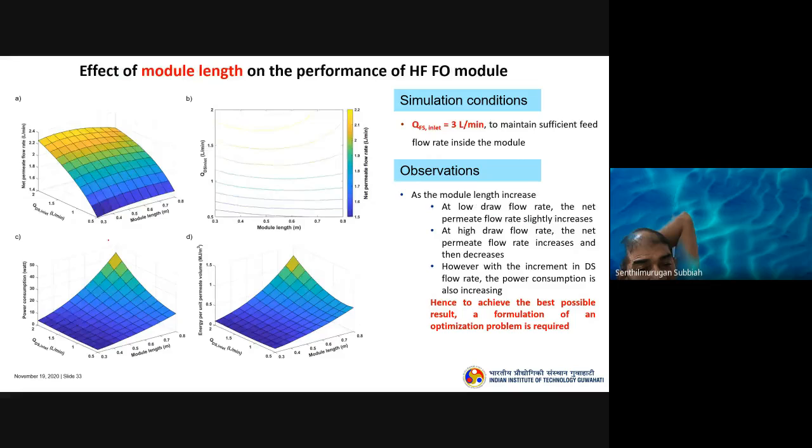So the next plot we are seeing shows how module length is going to play a critical role. Similarly, you vary the draw solute. Yes, we have an impact on it, because the feed flow rate was not giving any impact. That's why we have replaced the feed flow rate with module length, and then we can see how the contour looks. QF is going to be 3 liters per minute to maintain a sufficient feed flow rate inside the module, because if you don't maintain a sufficient feed flow rate, there will be a lag in the process that will result in other complications.